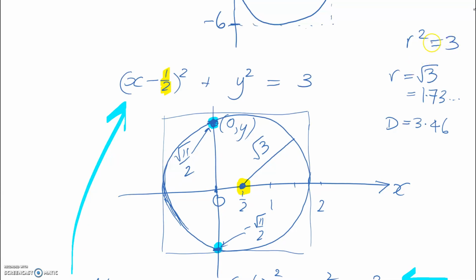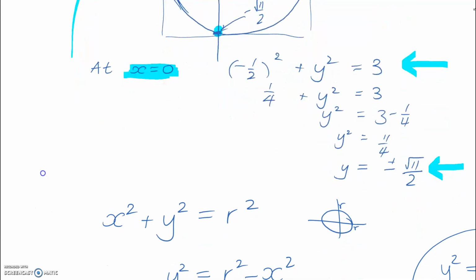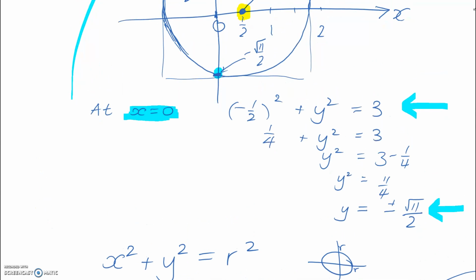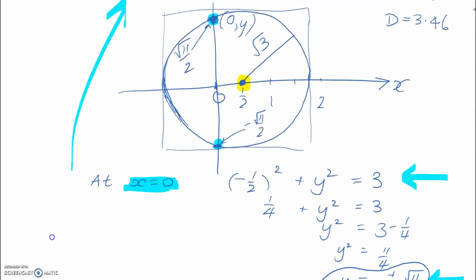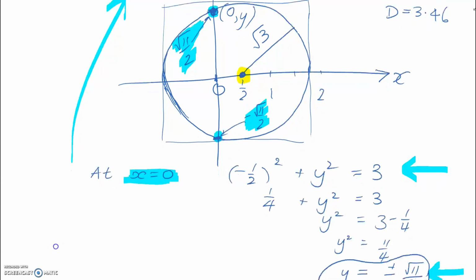Back here with the radius, I could have argued that if r squared was 3, then r is plus or minus the square root of 3. But remember I said we're only interested in the positive one of those because it's a length. Whereas here, I am not looking at a length, I'm looking at a position on the number line. So the position is here at plus and minus the square root of 11 on 2. So there's the plus version of it and there's the minus version of it. So that's where that circle cuts on your y-axis.